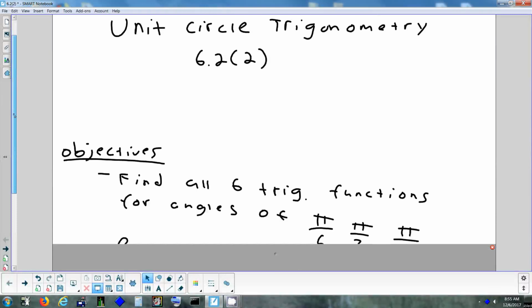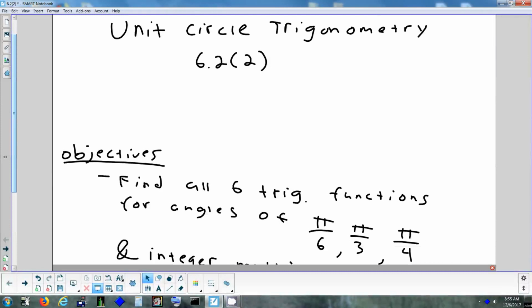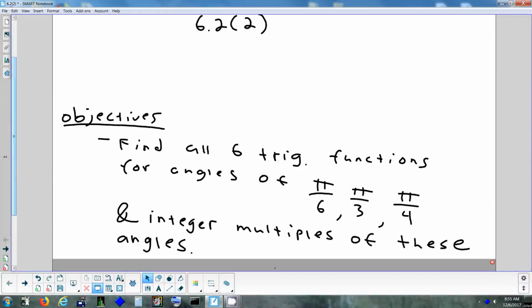Okay, so two things we're going to look at. First thing is we're going to finish off unit circle trig by looking at how we can find all 6 trig functions for angles that are 30, 60, 90, 45, and multiples of those. So multiples of 45 would be like 45, 90 you already know how to do, 135, 180, that one you know, 225, 270, and 315. Okay, and then obviously some overlap here. Multiples of 30 would include 30, 60, 90, which again, that one you already know.